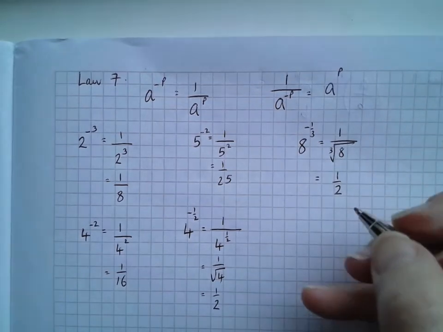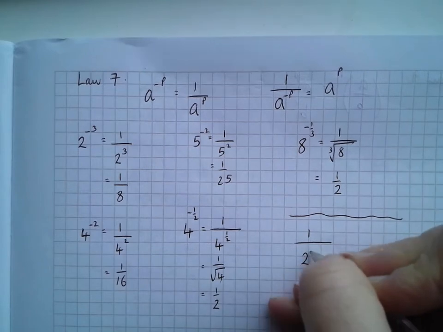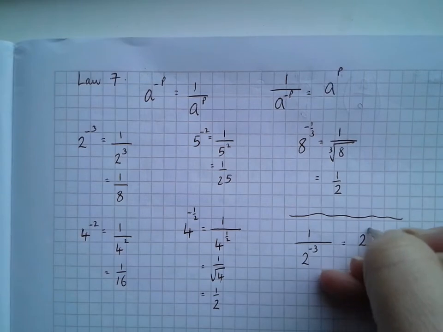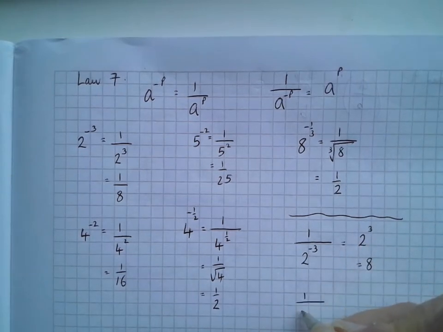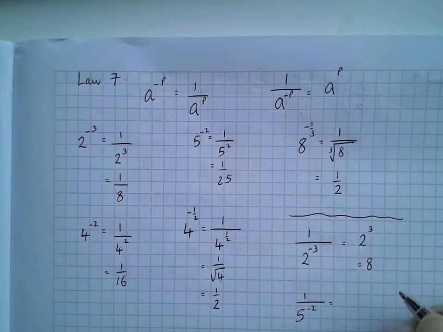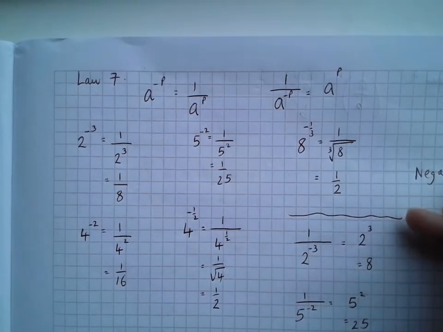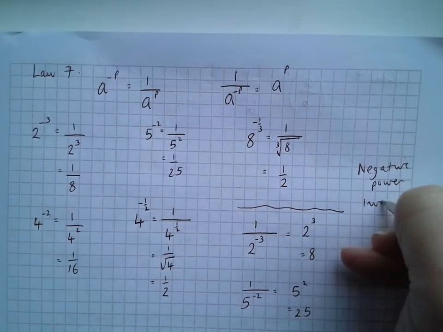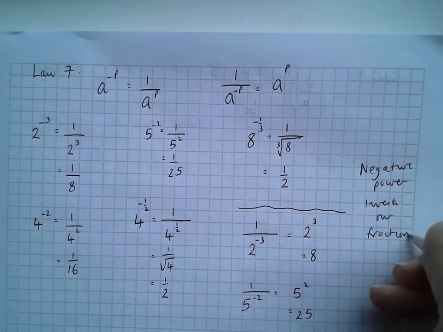So for example, what that would look like is if I had 1 over 2 to the power of minus 3, that would be 2 to the power of plus 3, which would be 8. Or 1 over 5 to the power of minus 2 would be 5 to the power of 2, which would be 25. So that negative power inverts our fraction, I guess. So it turns it upside down.